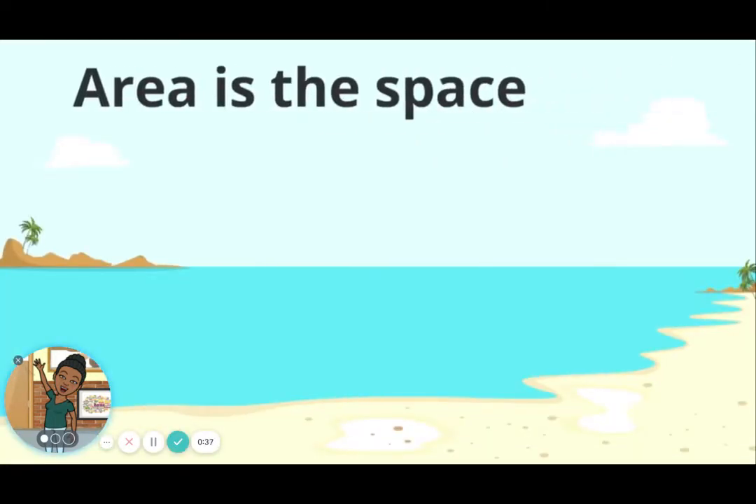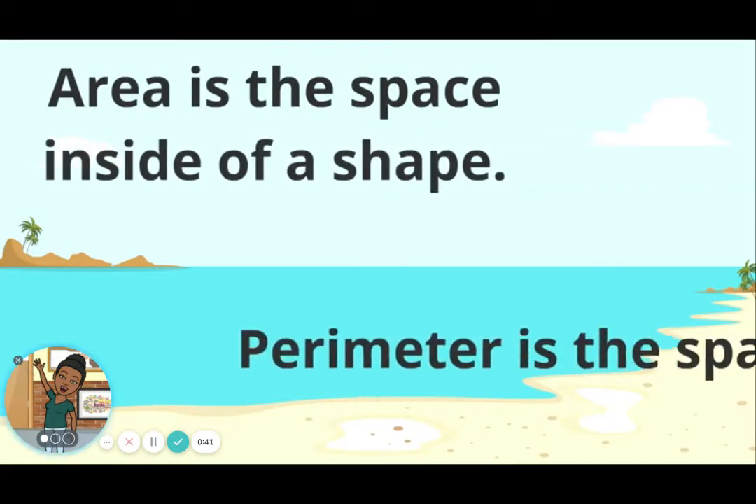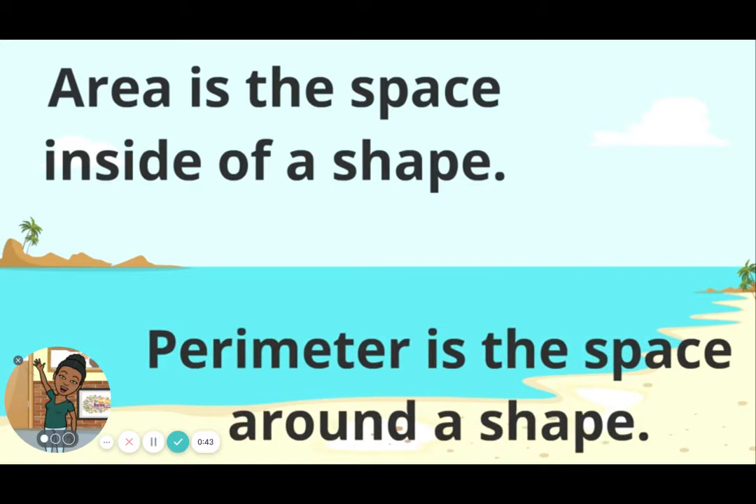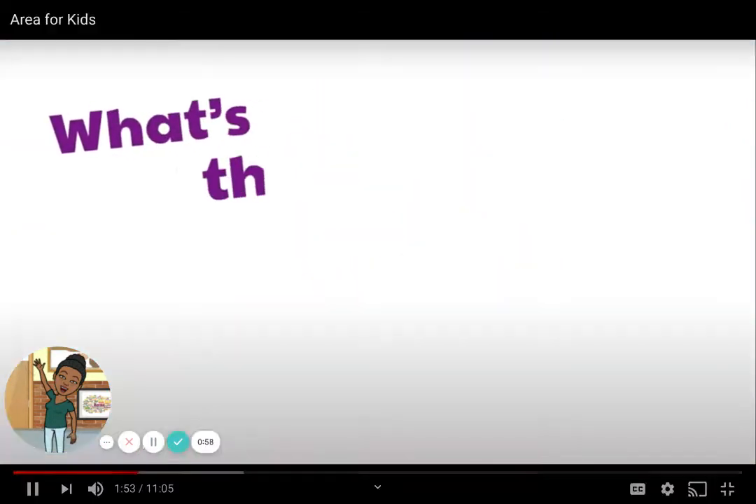Alright, so area is the space inside of a shape, and perimeter is the space around a shape. So they're very different, aren't they? And this video is all about area. We're going to learn how to find the space inside of a shape. This should be fun. Let's play a game called What's the Area?